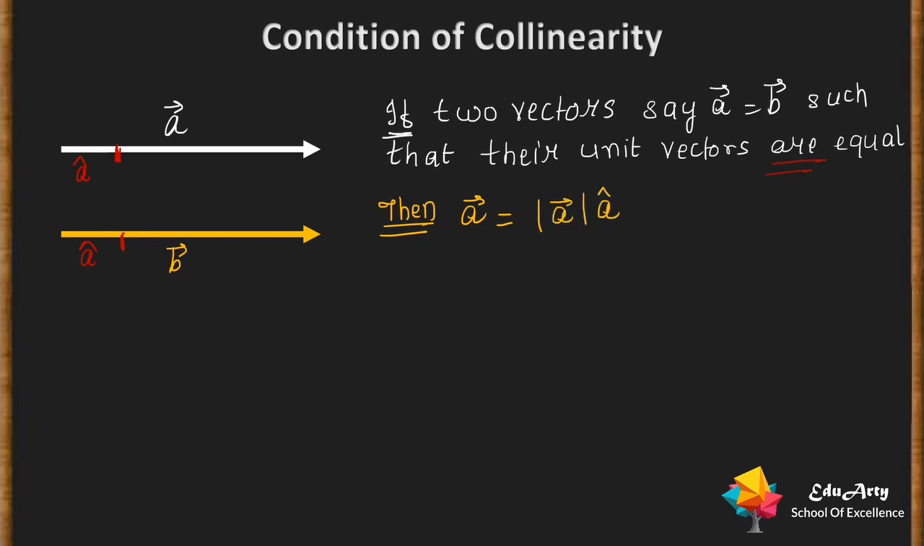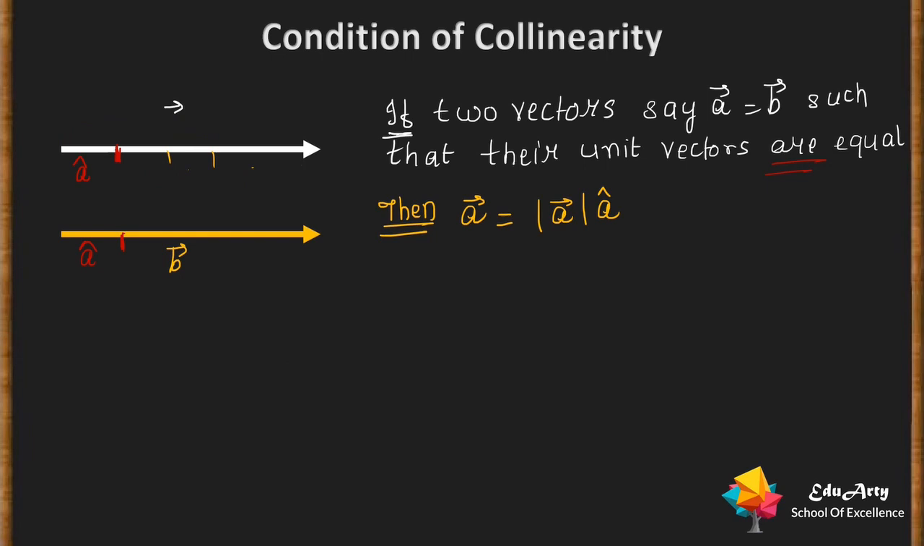Listen guys, this entire vector is made of multiple caps: a cap, a cap, a cap, a cap. That means this entire vector is made of some units of a cap. We can represent this entire vector by saying it is equal to a cap into the magnitude of this vector. If it is 7 units, then it is 7 into a cap. Are you getting it?